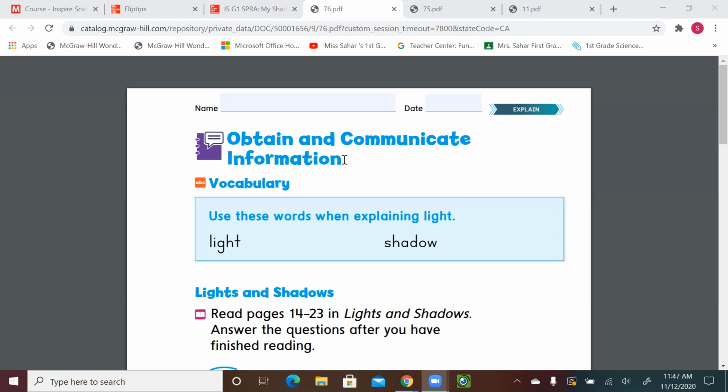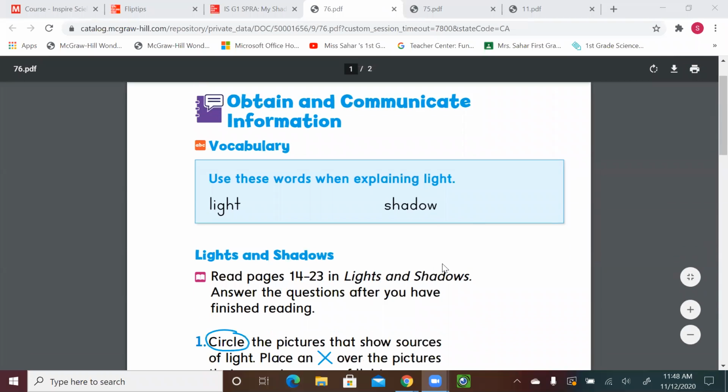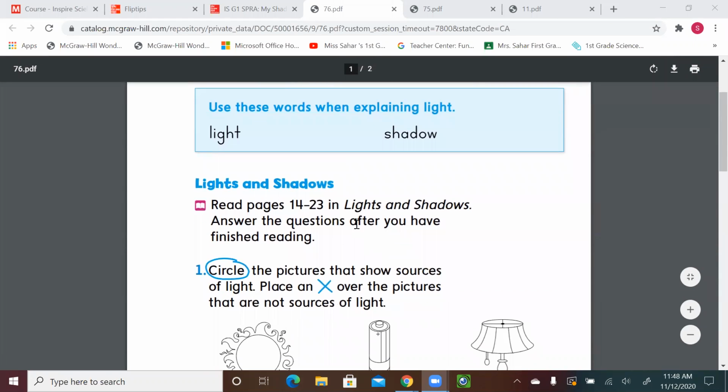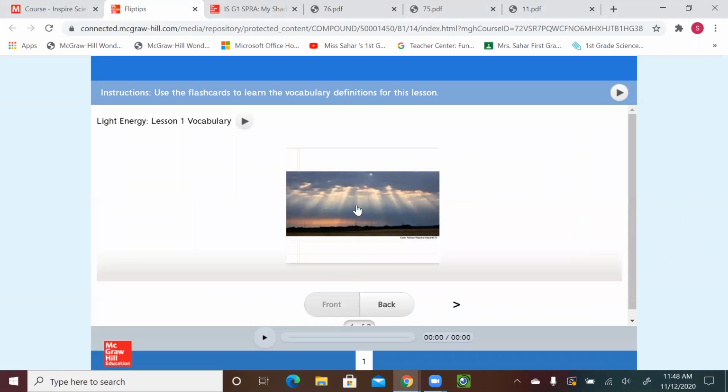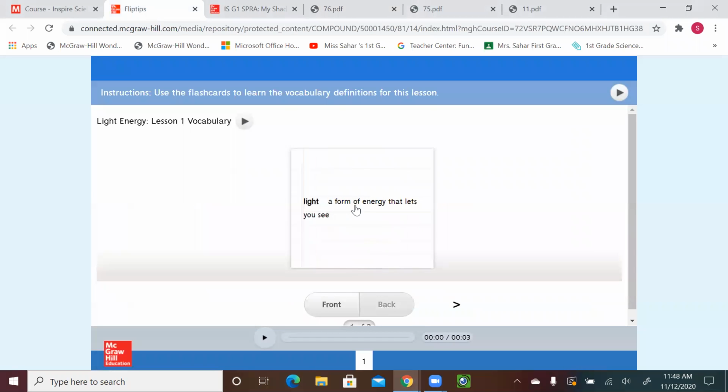Please open page 41 in your scientist notebook, and let's start. We have two words that we covered at the beginning of the unit, but we're going to do a quick revision to memorize these words. Use these words when explaining light and shadow. Okay, let's start with the first word. Look at the picture.